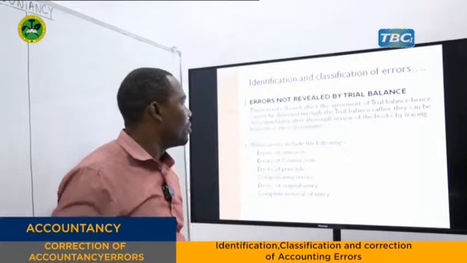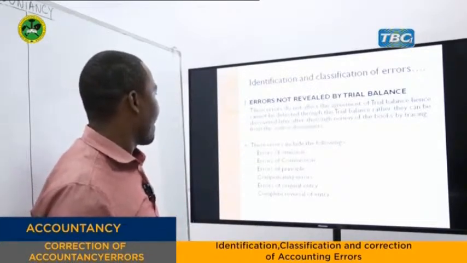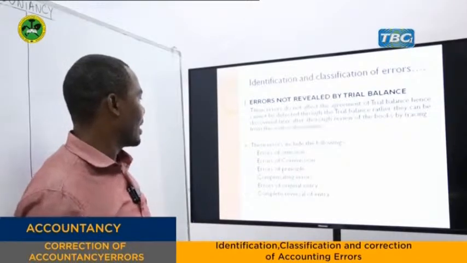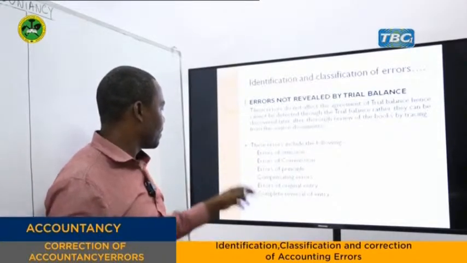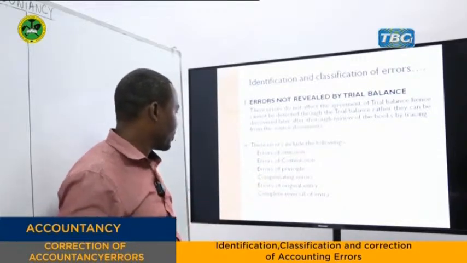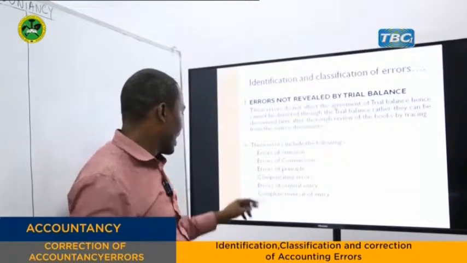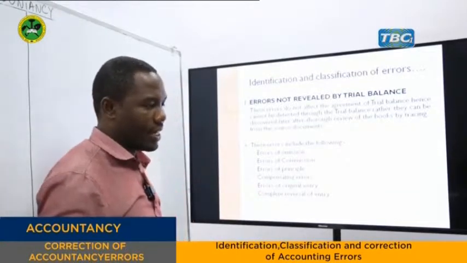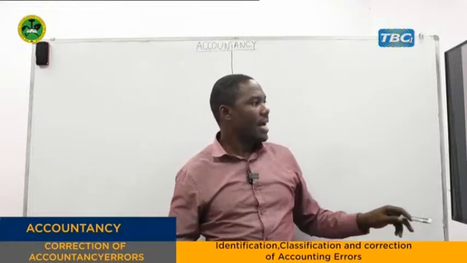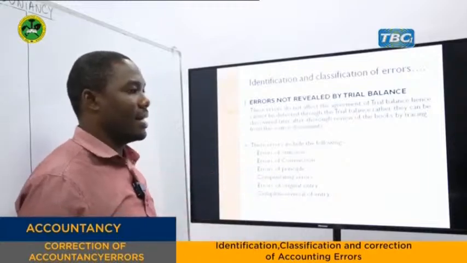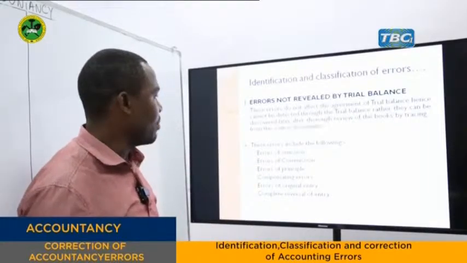As I said, we have two broad categories of errors: errors not revealed by the trial balance. These errors do not affect the agreement of the trial balance. They include errors of omission, errors of commission, errors of principle, compensating errors, errors of original entry, and complete reversal of entry. These are the six errors that whenever they happen, they do not cause the trial balance to disagree. The trial balance will balance, and yet these errors will be in the books of account.